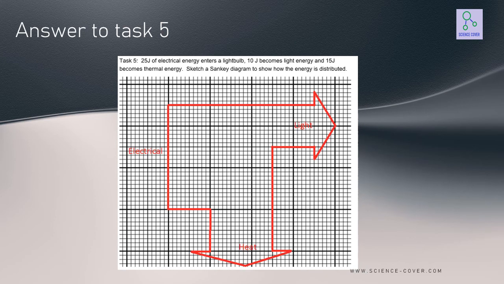Let's have a look at the answer to task 5. We've got 25 joules of electrical energy entering the light bulb. So on the left hand side we need to have an arrow that is 25 squares wide. We have 10 joules becoming light, so that arrow needs to be only 10 squares wide. And then we have 15 joules becoming thermal energy, so the thermal energy arrow needs to make up 15 squares in width.